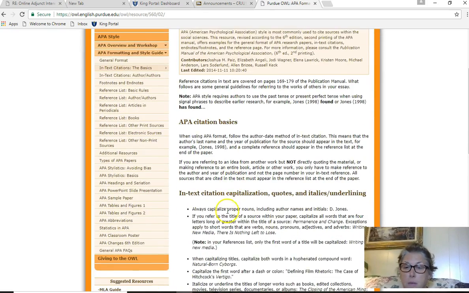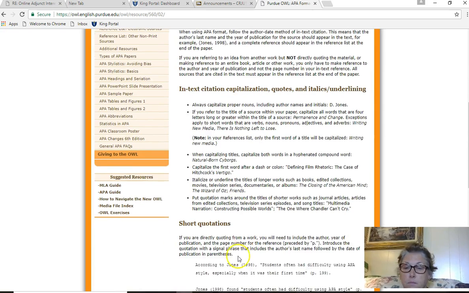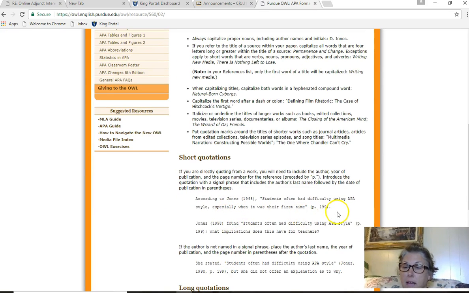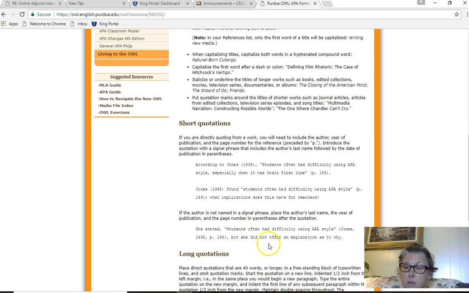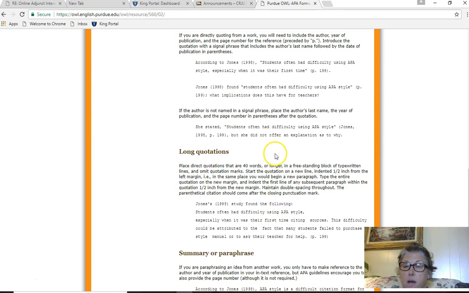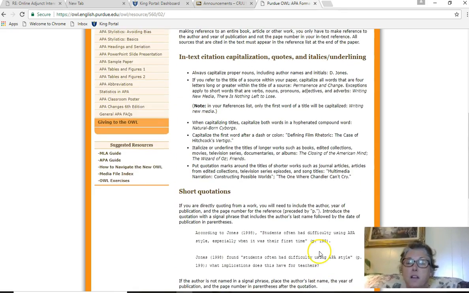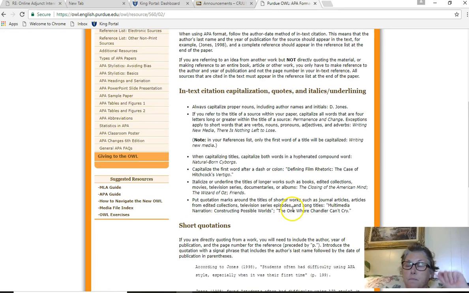It shows you here short quotations and how to do it. I've pointed this out: if you have a longer quotation, you have to indent it. Anything over 40 words has to be indented. It gives you examples right here of how to do this. So there shouldn't be any reason that you don't know how to quote according to APA. And another thing that I want to point out to you that's very important is plagiarism, is paraphrasing.